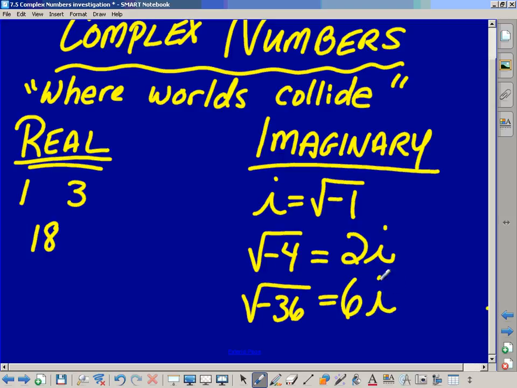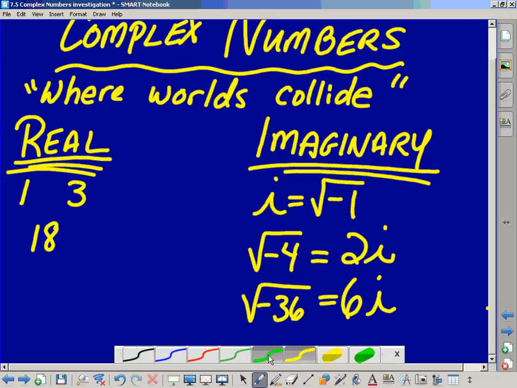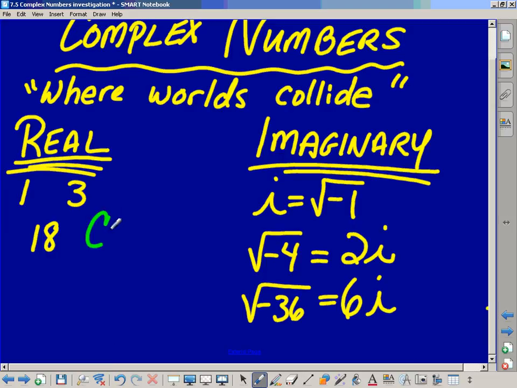So what I mean by worlds colliding, we can actually take numbers from the imaginary system and numbers from the real number system and add them together to make what's called a complex number. So complex numbers really make up this system. Complex numbers are really made by the two systems coming together.